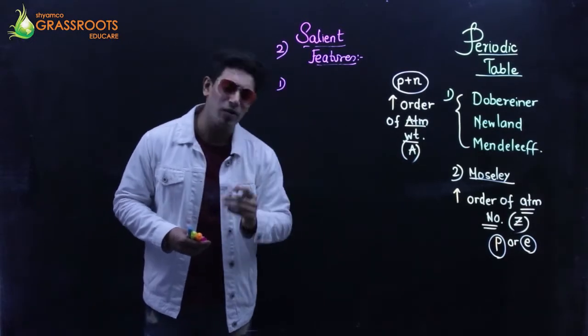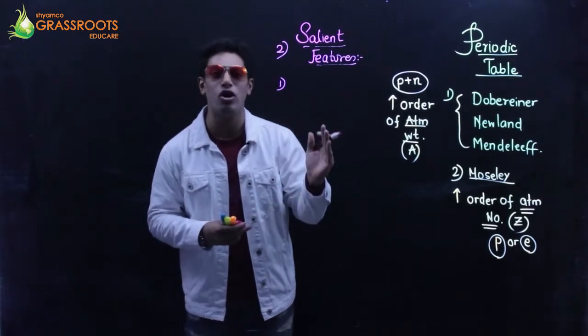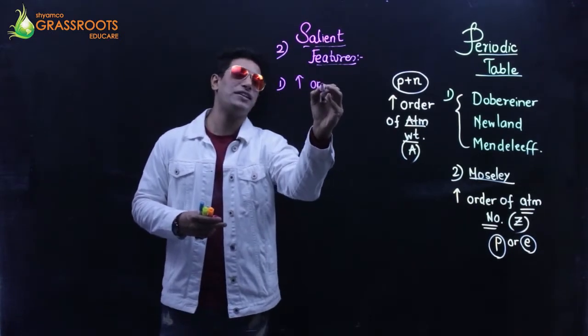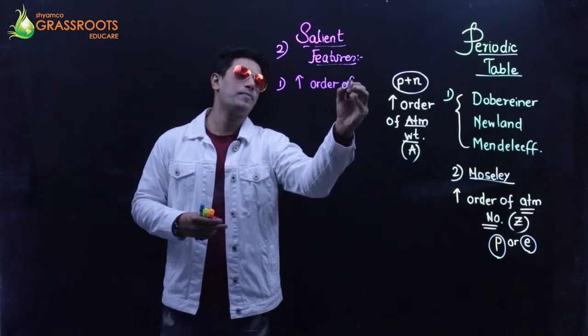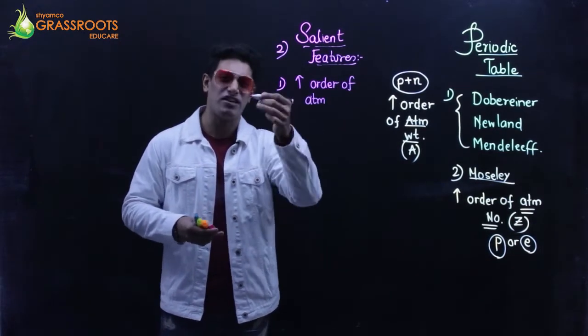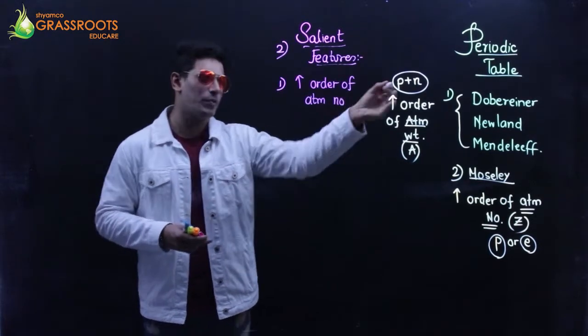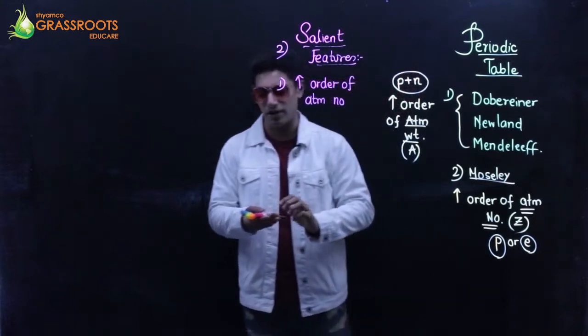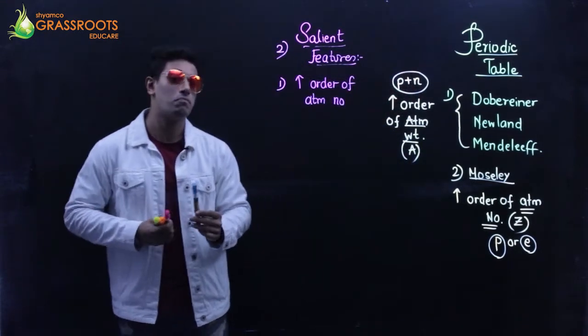First, the elements were arranged in the increasing order of their atomic weight. So increasing order, I'm just writing the briefers. Atomic weight? No, atomic number. What weight? Atomic weight was a flop show by them. Come on. You're sleeping or what? Yes, atomic number, not mass number.